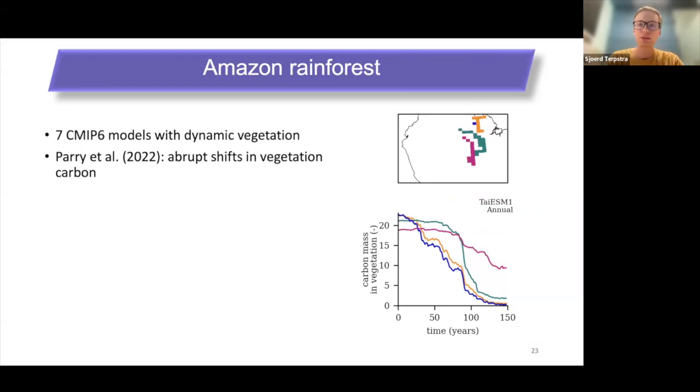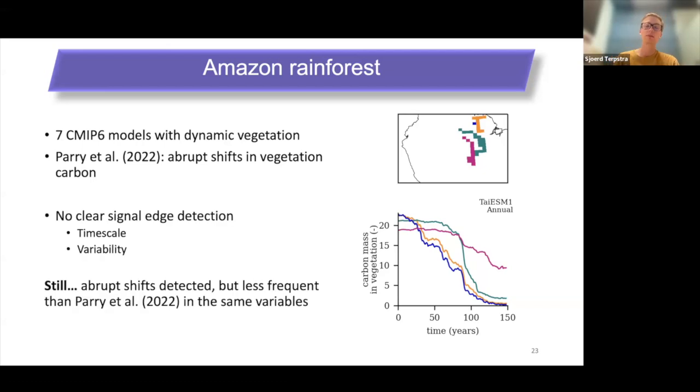The next system is the Amazon rainforest. This one is a bit more tricky. So first of all, there are only 7 CMIP6 models that actually have relatively proper dynamic vegetation modules. So for this system, we only analyze those. Someone else, Isabel Parry, did a study in 2022 that got published, where they looked at these 7 models for abrupt shifts, and they focused their analysis mainly on vegetation carbon. And they found in almost all the models some type of abrupt decline, covering different surface area between 0 and like 40% of the Amazon.